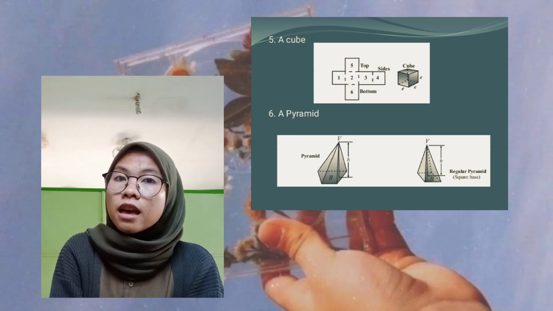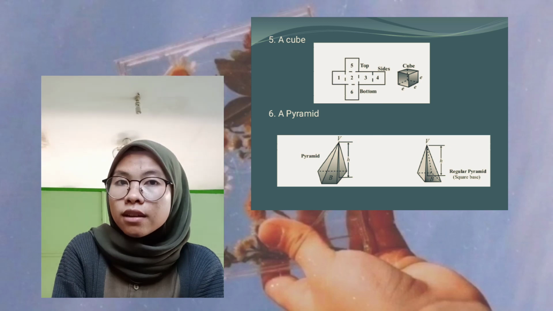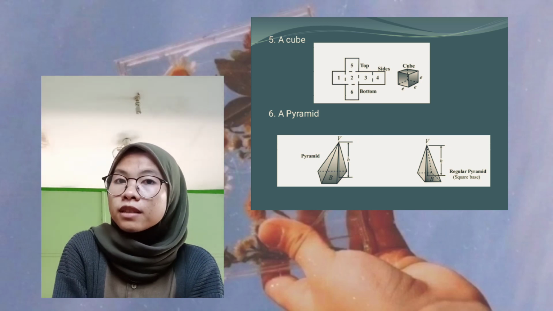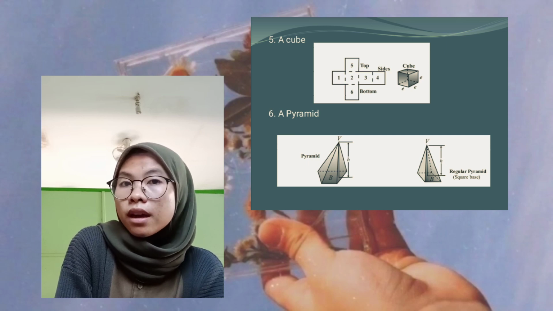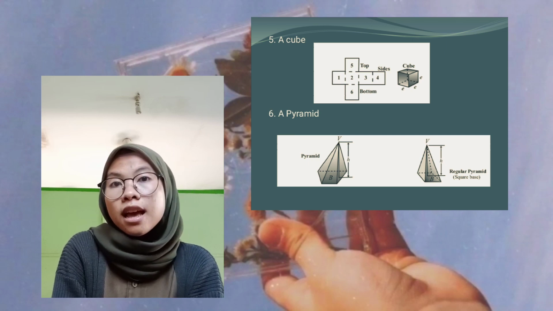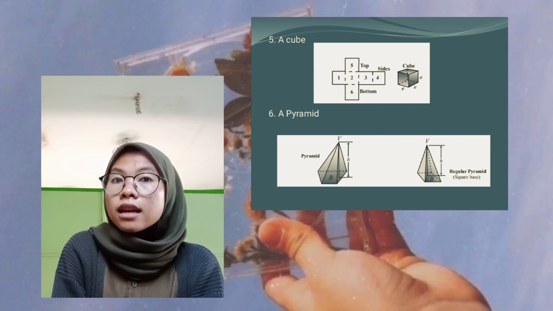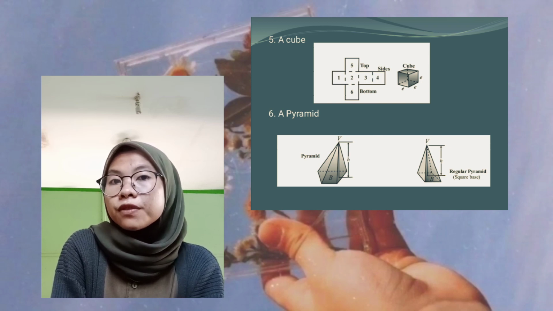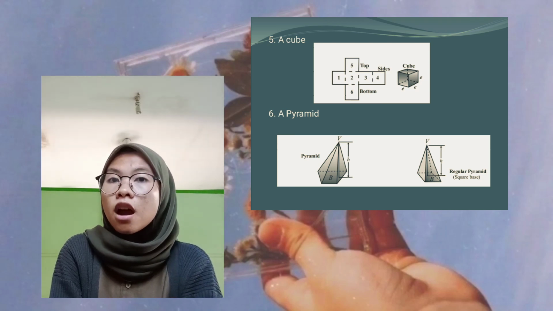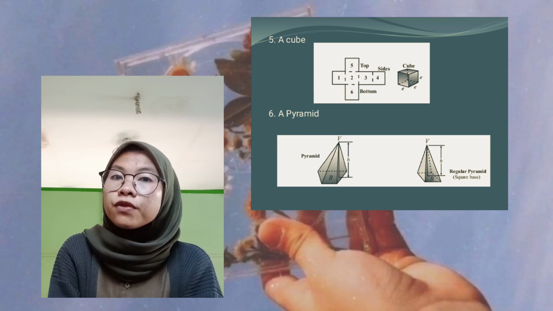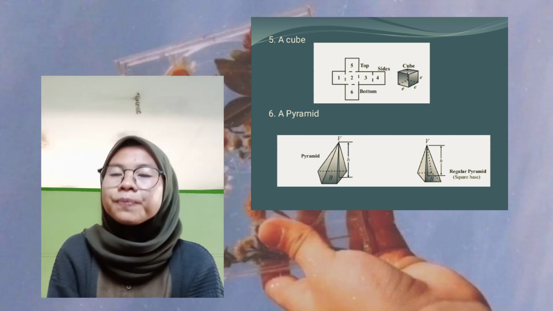Number 6. A pyramid is a polyhedron whose base is a polygon and whose other faces meet at a point, the apex. The base B may have any number of sides. However, the other faces must be triangles. The distance from the apex to the base is the altitude or height, a line from the apex at right angles to the base.